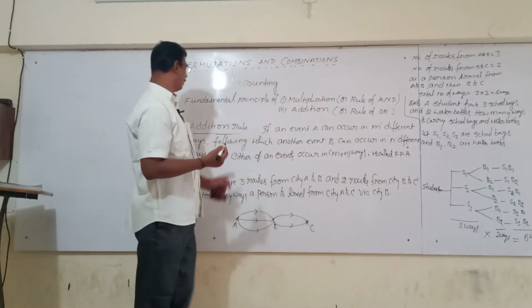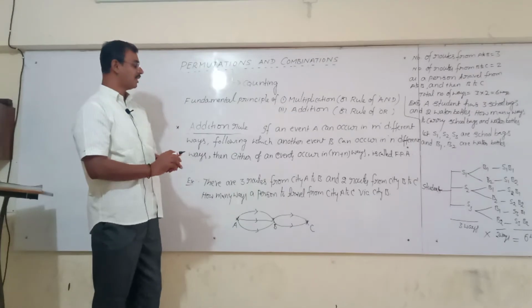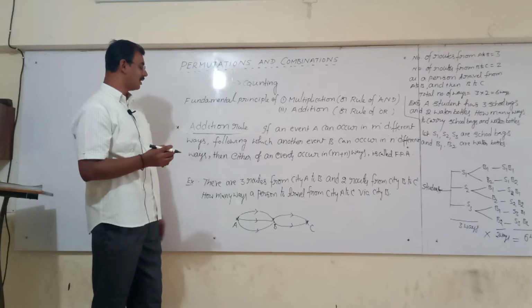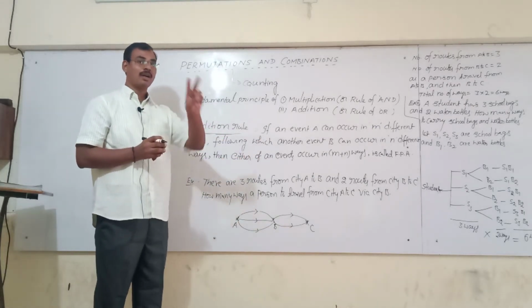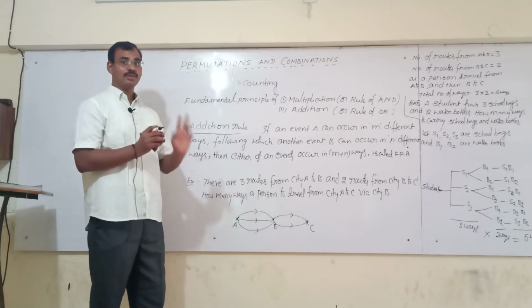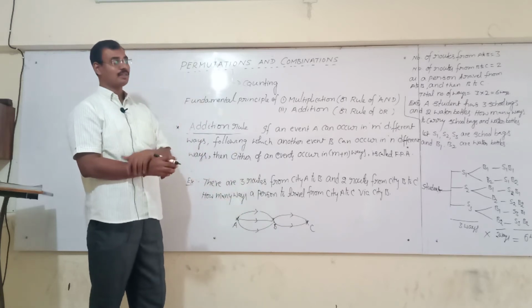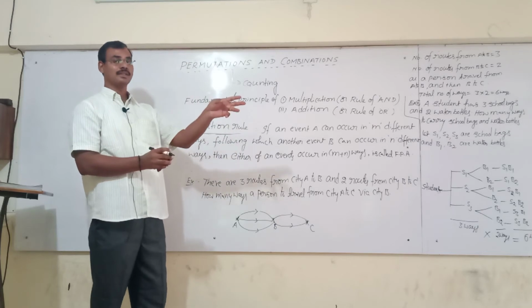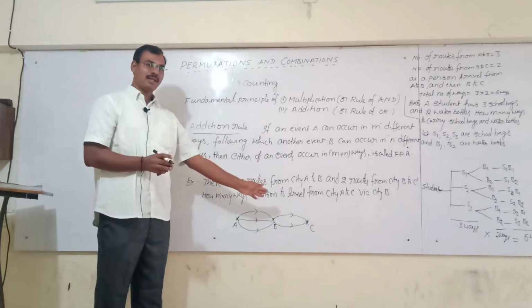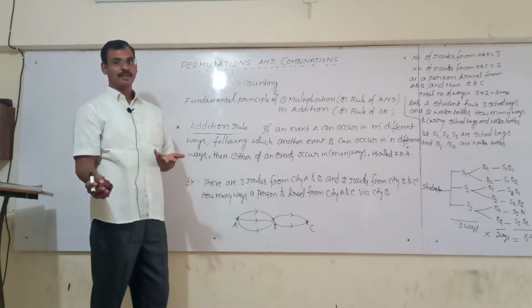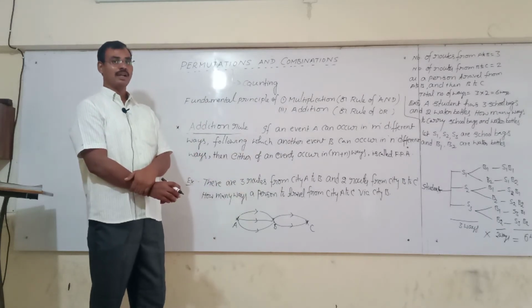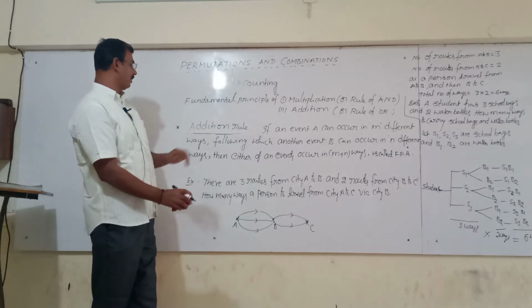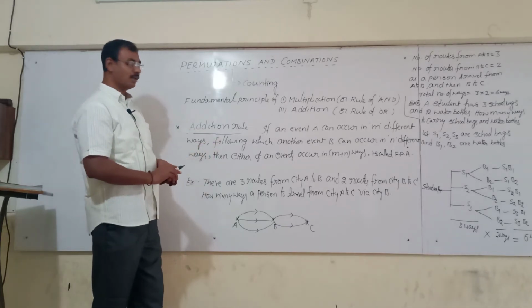So what do you call this one? The fundamental principle of addition. Remember all of you, "either" means either event A or event B, one of them occurs. Both together do not occur here. Either A occurred means B did not occur, and B occurred means A did not occur. Either A or B occurred means we have to use the addition rule of the fundamental principle.